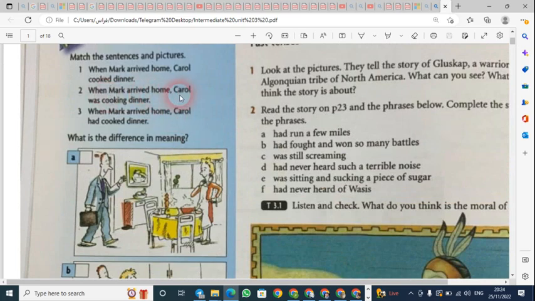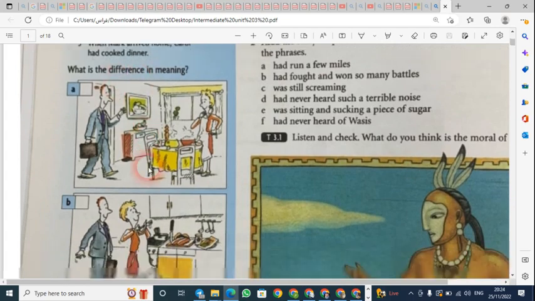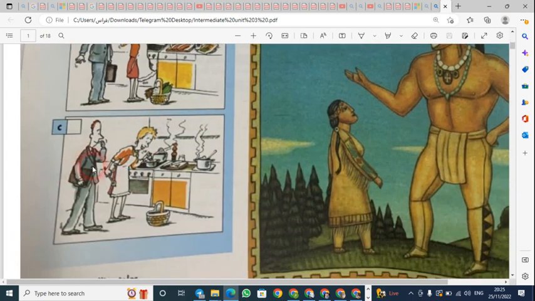When Mark arrived home, Carol was cooking dinner. This one. When he arrived, she's in the middle of cooking.